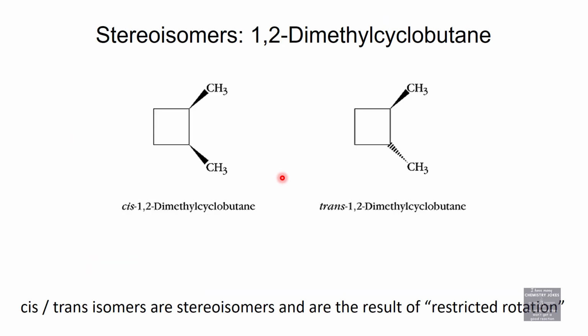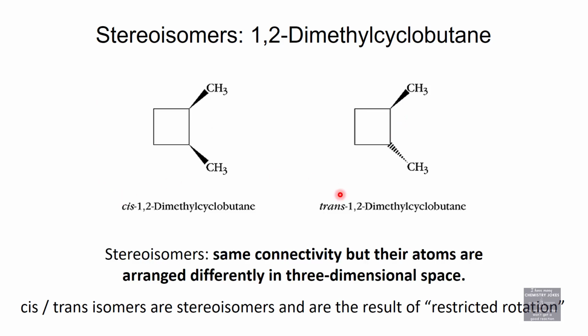Another definition. What are stereoisomers? Stereoisomers have the exact same connectivity, as far as you would name them the same compound, sort of, based on what we know so far. Let me say that. 1,2-dimethyl cyclobutane, well, that's this. 1,2-dimethyl cyclobutane, that's this. But these are called cis and trans isomers. They're called stereoisomers. Stereoisomers have the same connectivity, but their atoms are arranged differently in space.